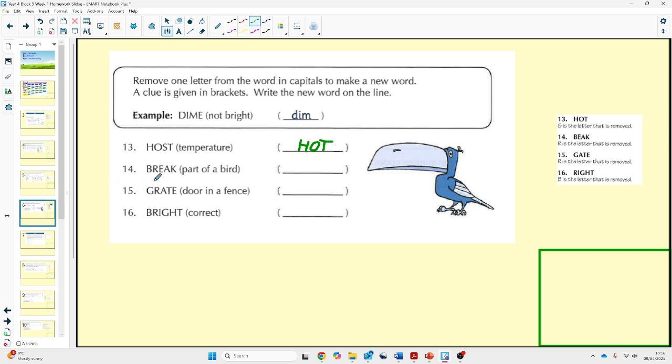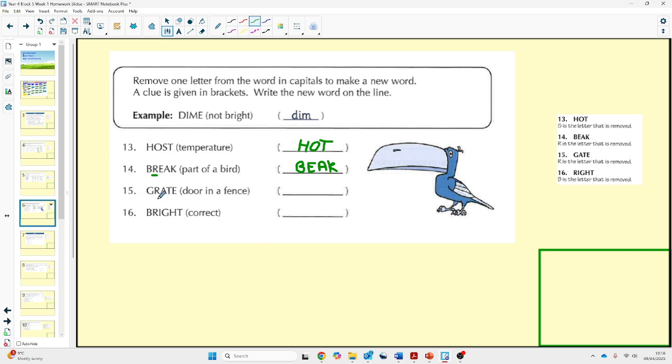Number 14, we've got break, and then a part of a bird would be the beak. So we've got a little bird there to give us a bit of a clue on this one. You can see its big beak there. We're removing the R. Now there is a question type within the 11 plus which involves moving one letter into another word. So this is really good for your vocabulary.